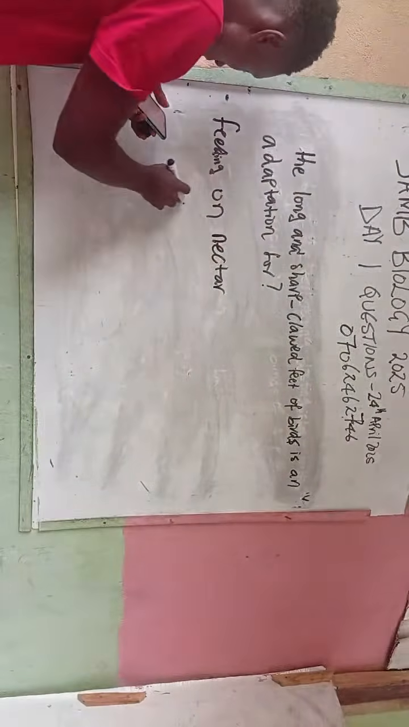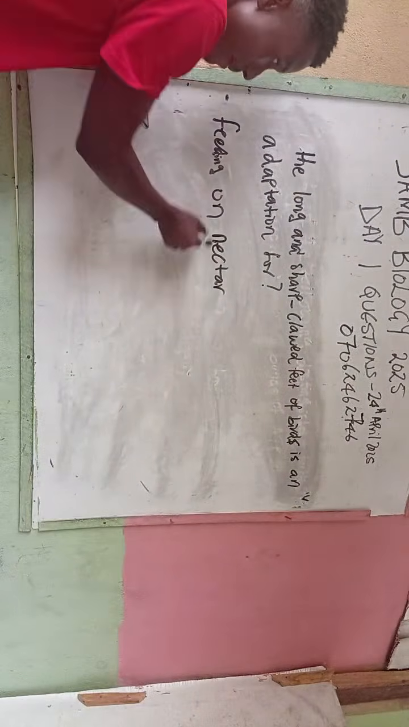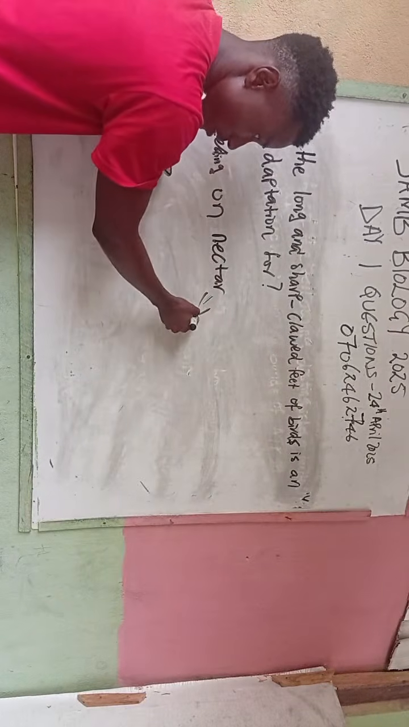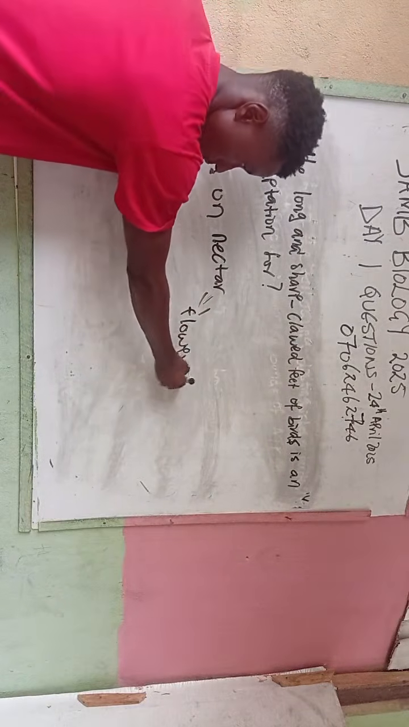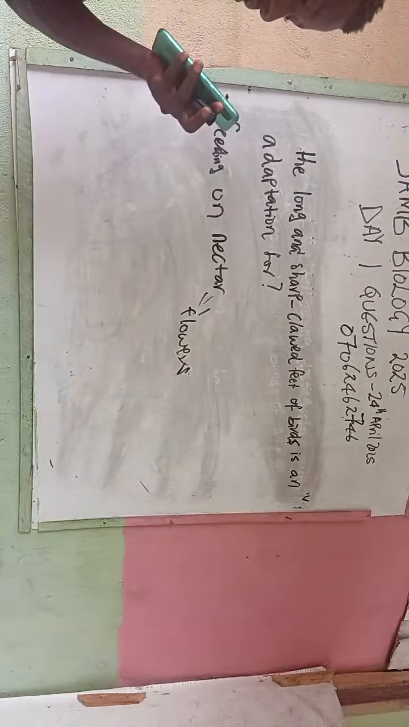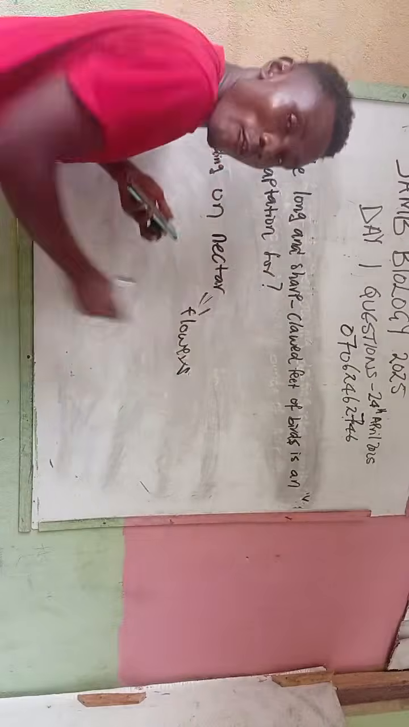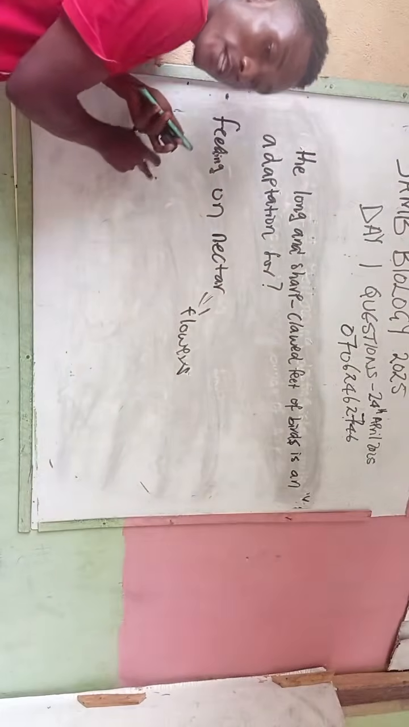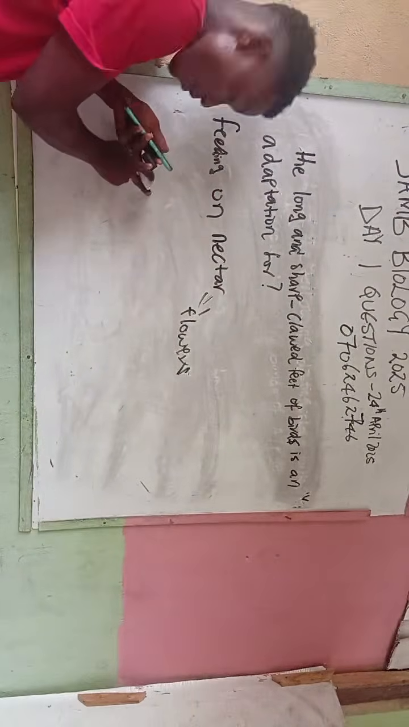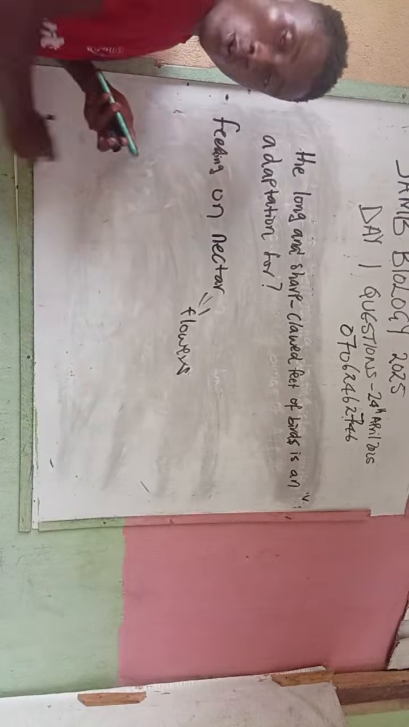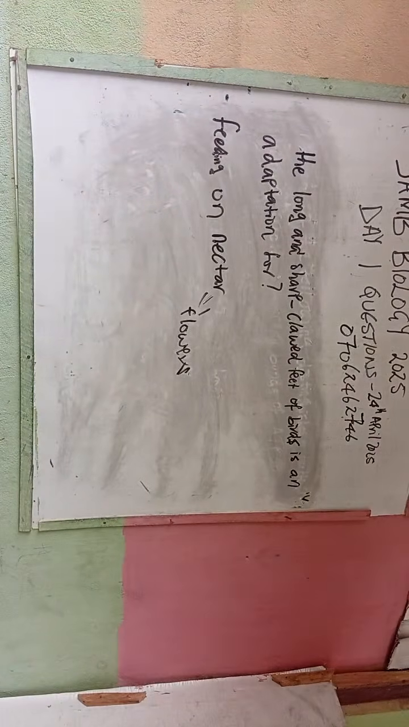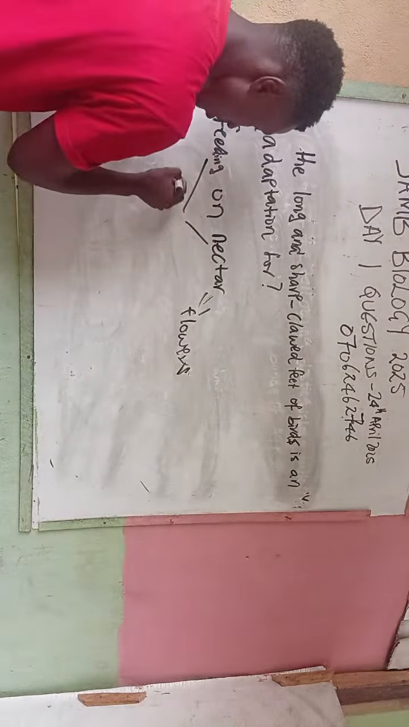So feeding on nectar. Nectar is found in plants, right? Flowers, right? Now, the long and sharp clawed feet of birds are not responsible for feeding on nectar. The structure that is responsible for feeding on nectar is found in insects.